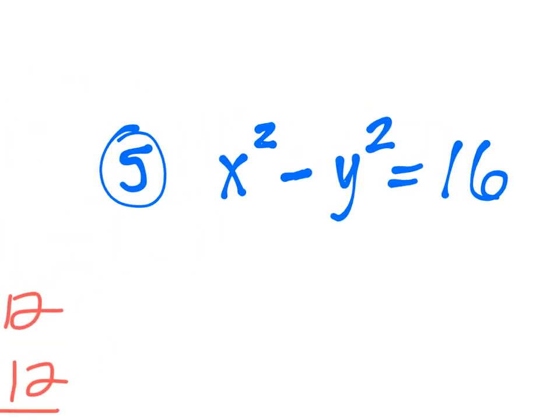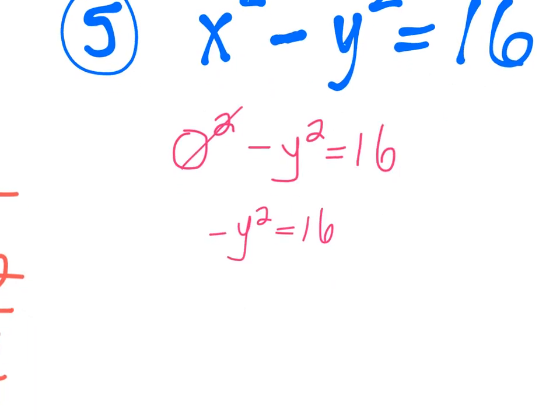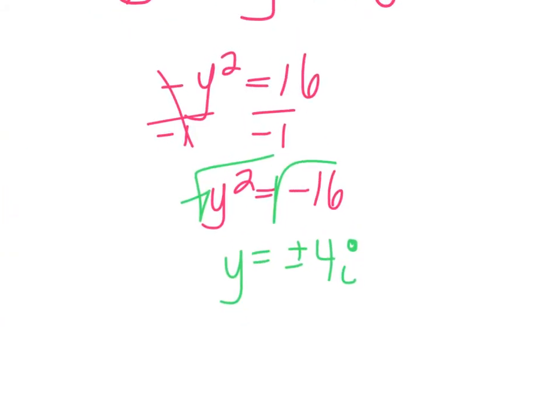Now look, here we go. Again, we're going to do the same thing. I'm going to plug in 0 for x. So I have 0 squared minus y squared equals 16. So negative y squared equals 16. Not yet. Divide by negative 1. Good, y squared equals negative 16. Square root. So y equals plus or minus 4 what? You can take it, but is that a real solution? No. So your answer here is no y intercept. Good.